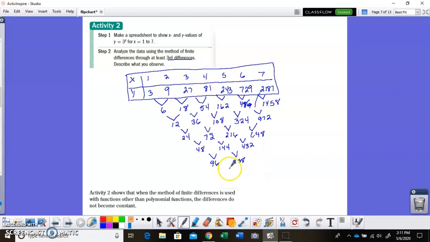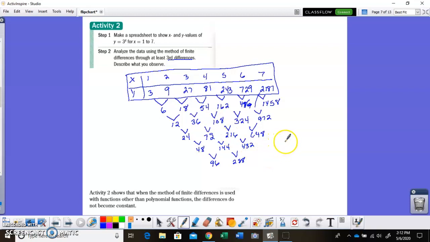So the best I can say here is that I cannot find a polynomial of degree 5 or less that would be a good model for this data. I can't say what it is, except for the fact that they did give us the equation, so we know it's exponential. But the process that we just did does not tell us it's exponential. Okay, it's only because they gave us that in the beginning that we can look at that.